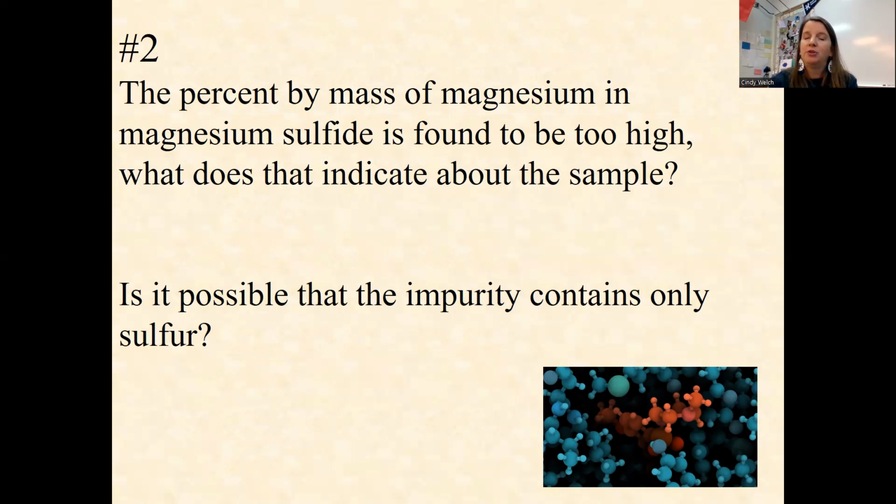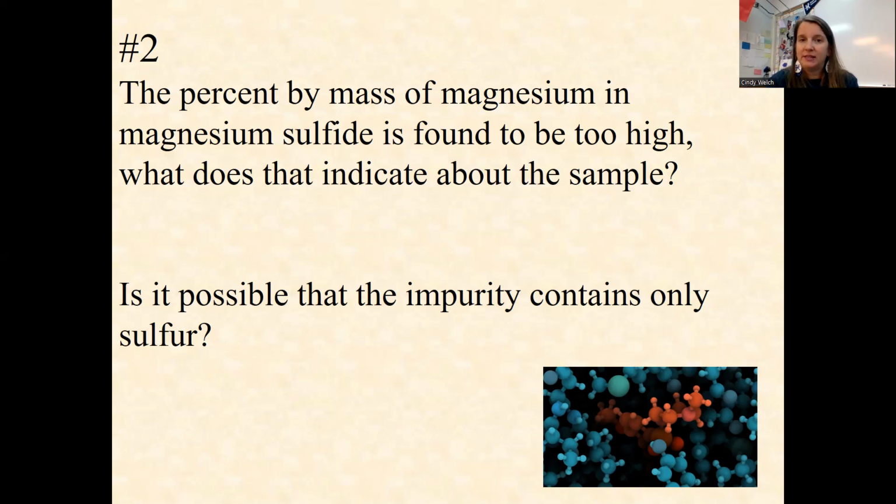Now, when we do our percent composition calculations, we're also going to ask you some follow-up questions, for example, about the purity of the sample. So if we have this kind of question: the percent mass of magnesium in magnesium sulfide is found to be too high. What does that indicate about the sample? Is it pure? No. If it was pure, whatever percent composition of magnesium you calculated would be the percent that you actually found experimentally as well. But in this case, we have too much magnesium. So we have an impure sample.